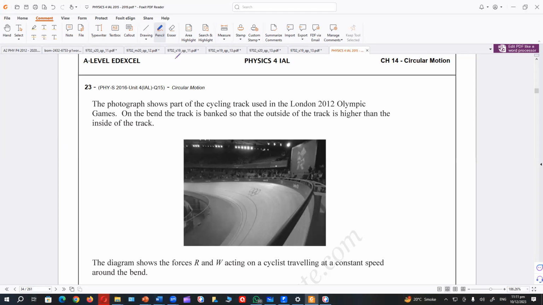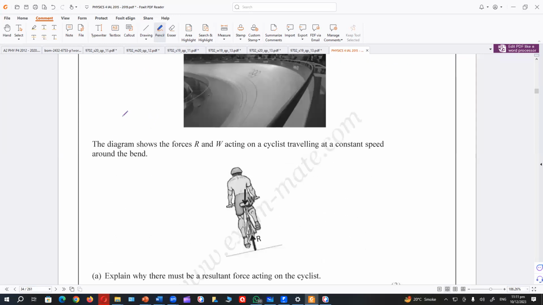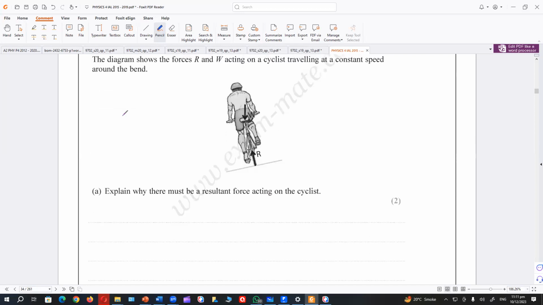The photograph shows part of the cycling track used in the London 2012 Olympic Games. On the bend, the track is banked so that the outside of the track is higher than the inside of the track. The diagram shows the forces R and W acting on a cyclist traveling at a constant speed around the bend. Explain why there must be a resultant force acting on the cyclist.